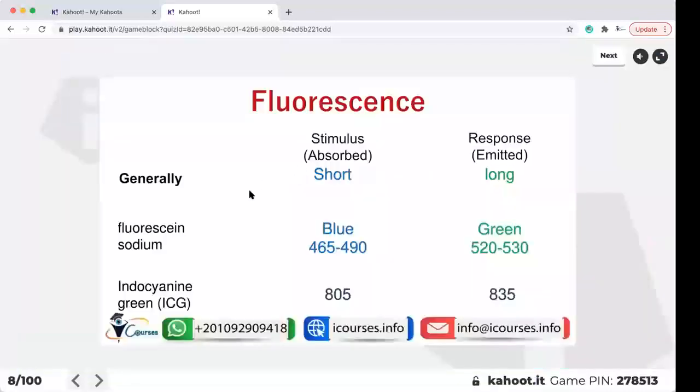And let's see the range of fluorescence of the fluorescein. I just mentioned this in the last lecture of optics for those who attended the basic course. Fluorescence means that the material has a tendency to absorb short wavelength and emit longer wavelength. The sodium fluorescein absorbs blue and emits green, and the ICG absorbs infrared and also emits infrared, but the infrared emitted is at a longer wavelength than that absorbed. You can see clearly that the range of wavelength of ICG is higher than that of the fluorescein angiography.